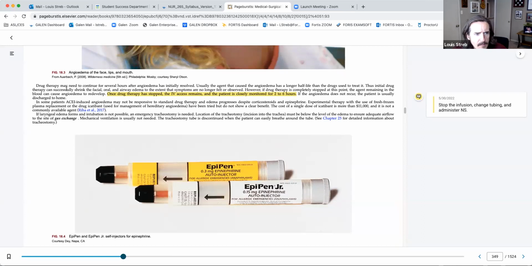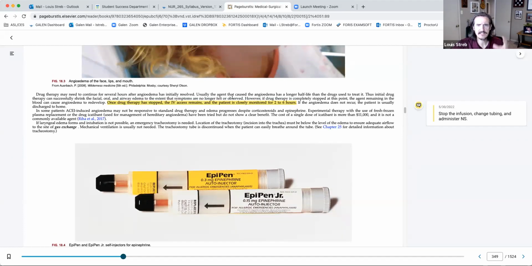All right, drug therapy. We've kind of talked about it already, but once drug therapy is stopped, the IV access remains and the patient is closely monitored for 2 to 6 hours. What are we talking about? If you give a patient drugs through their IV, usually the agent that caused the angioedema has a longer half-life than the drugs used to treat it. So we have to go back and monitor, is what we're saying.